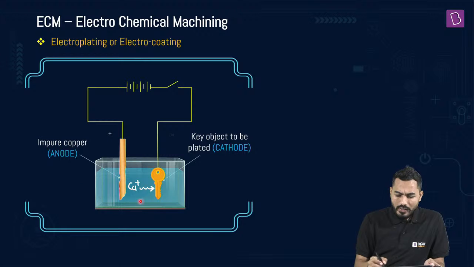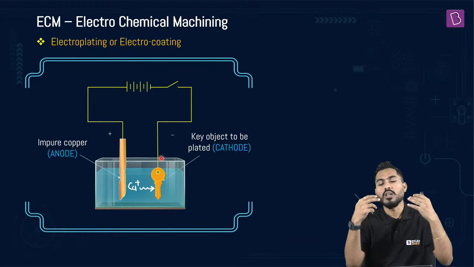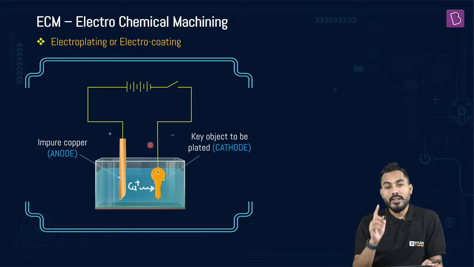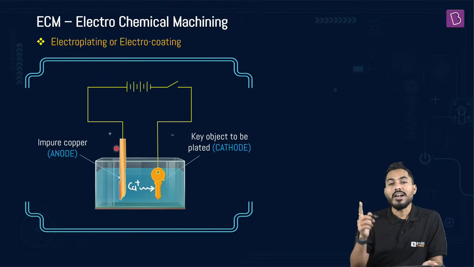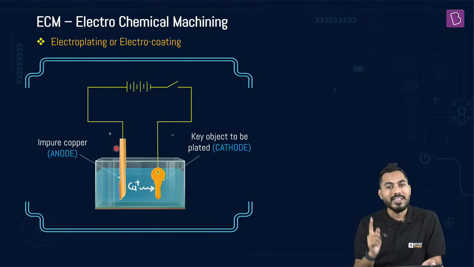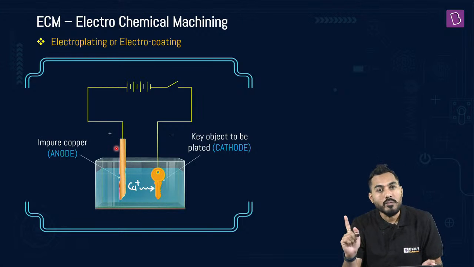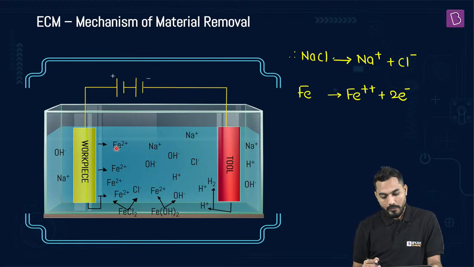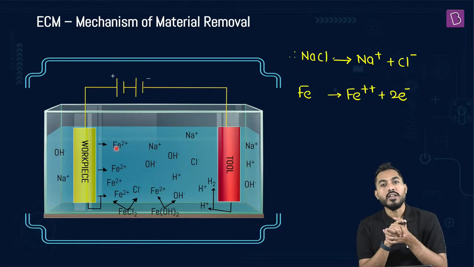Now the same principle. Whenever we connect both terminals to the power supply, and they are immersed in a conducting electrolytic solution, the positively charged terminal will start depleting ions. Whenever the ions are depleting, that is the principle of removal of material, which is called ion depleting or ion dissolution. Is it true? Yes.